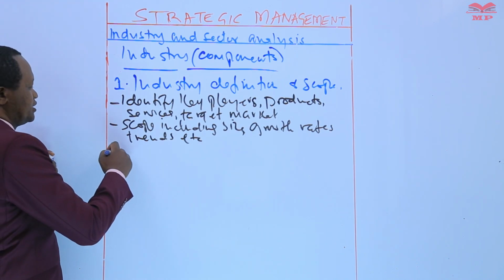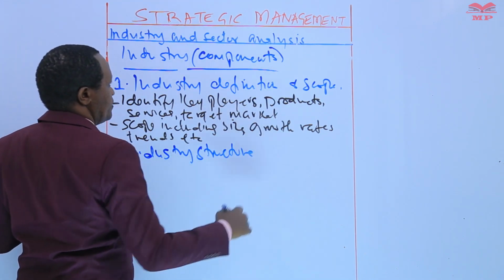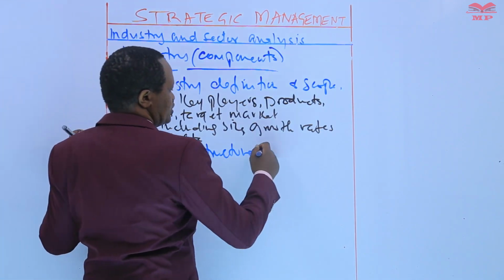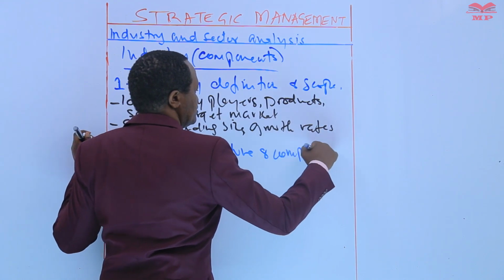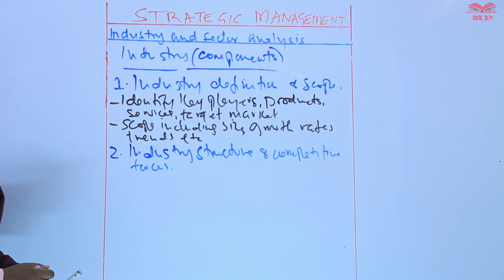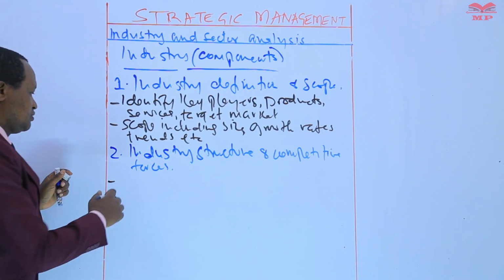Then the second aspect is industry structure, as well as the competitive forces. When carrying out industry analysis, it's important to check the industry structure and also the competitive forces. Analyze industry structure, and when analyzing industry structure, one key tool is the Porter's Five Forces framework.